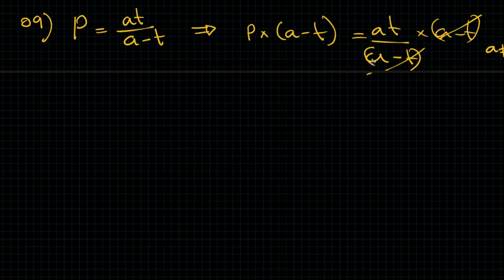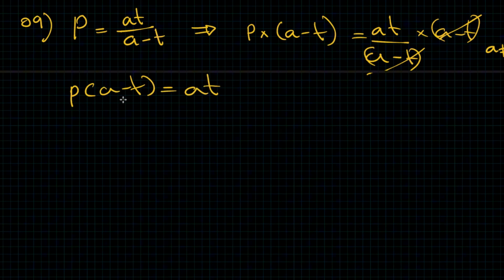Otherwise, if A is equal to T, this will be 0, and 0 divided by 0 has no meaning. Anyways, that's just advanced stuff. You don't need to remember it in this case. Anyhow, now we have P(A minus T) equals AT.